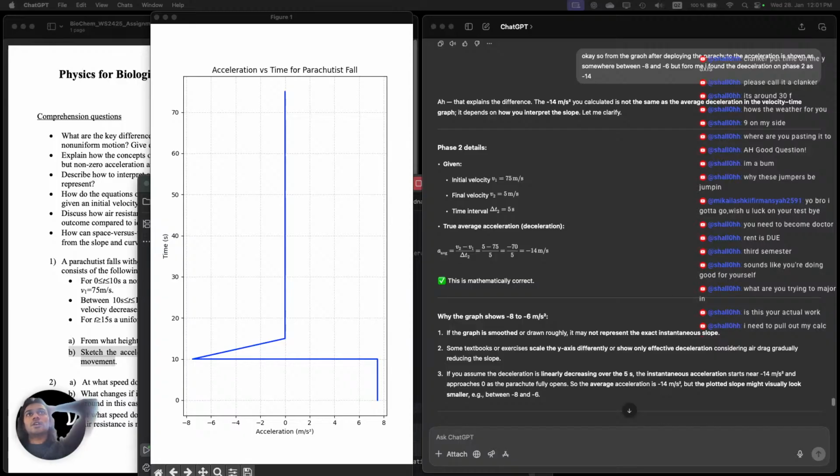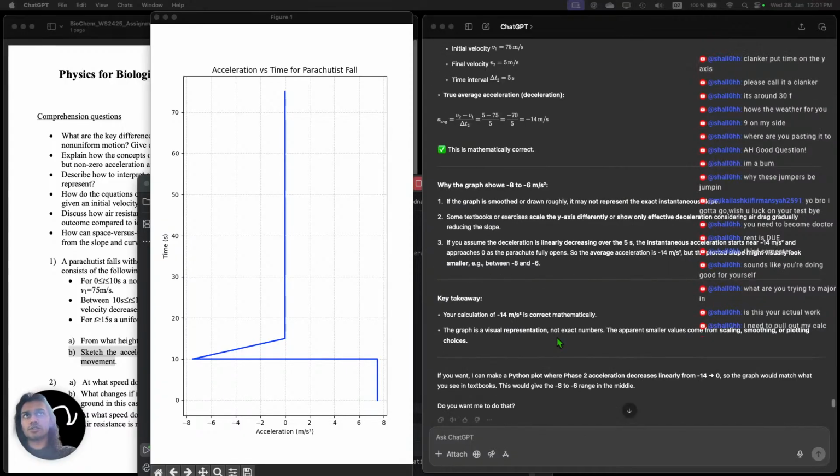Initial velocity, true average acceleration. That is mathematically correct. Why the graph shows, okay. If the graph is smoothed or drawn roughly, it may not represent the exact instantaneous slope. Your calculation of minus 14 meter per second is correct mathematically. The graph is a visual representation. Oh, like from here to here?